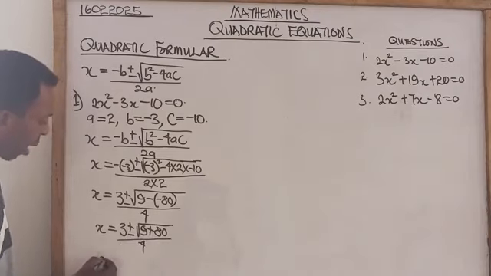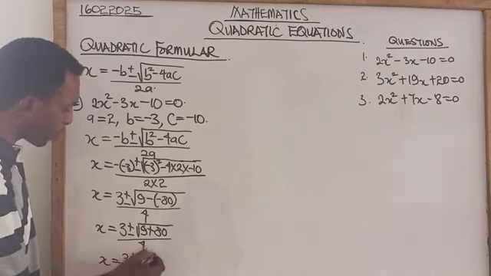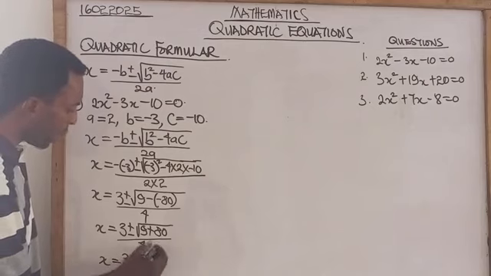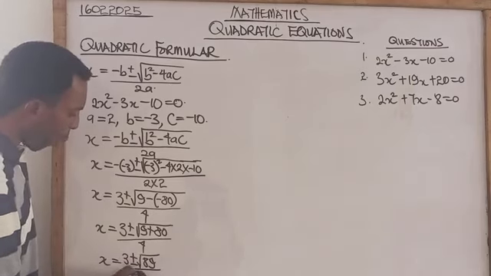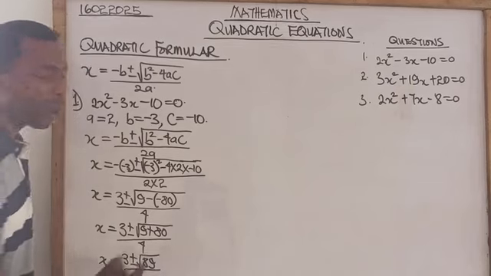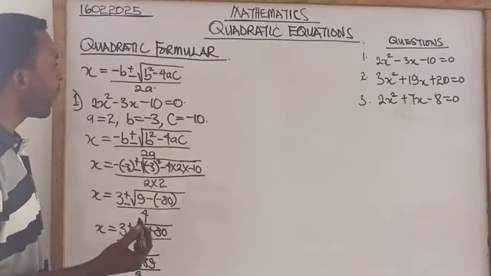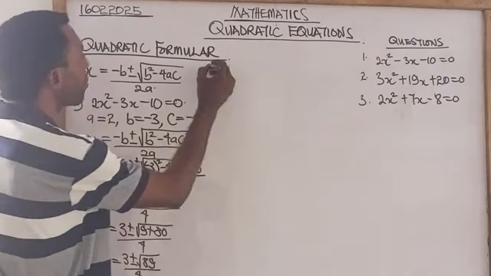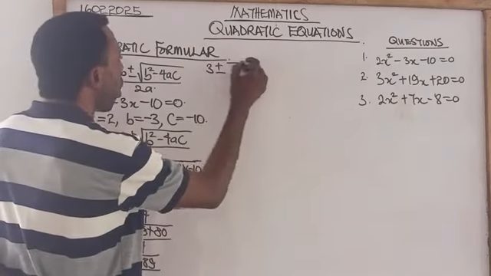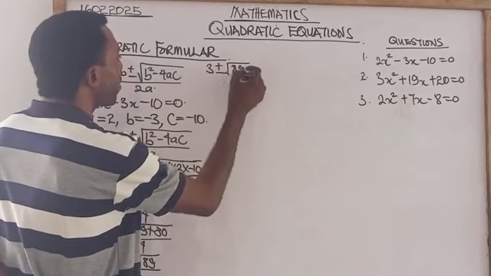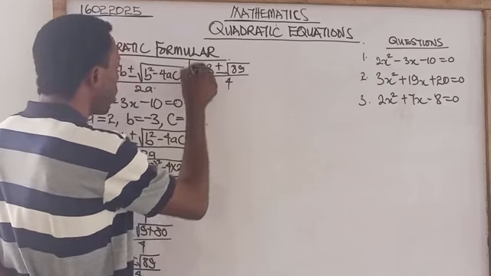Now x is equal to 3 plus or minus the square root of 89, all over 4. I think we can move forward from here so that the people viewing from home can see clearly. So we have 3 plus or minus the square root of 89, over 4. That's the next thing we are going to have.